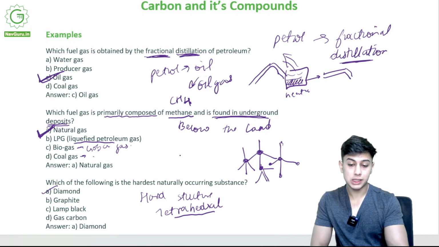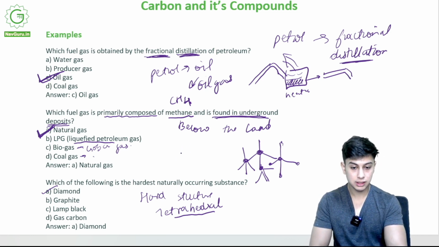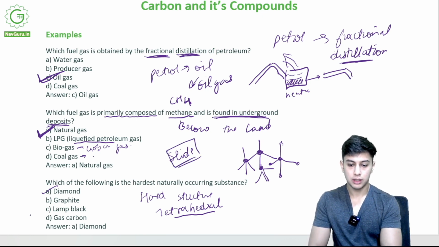In graphite it was hexagonal layers, if you remember, hexagonal layers which can slide over each other. Now since it can slide, electrons are able to move, atoms are able to move, it is not that hard, it is kind of soft. Okay, lamp black you remember, gas carbon you also remember, so diamond.